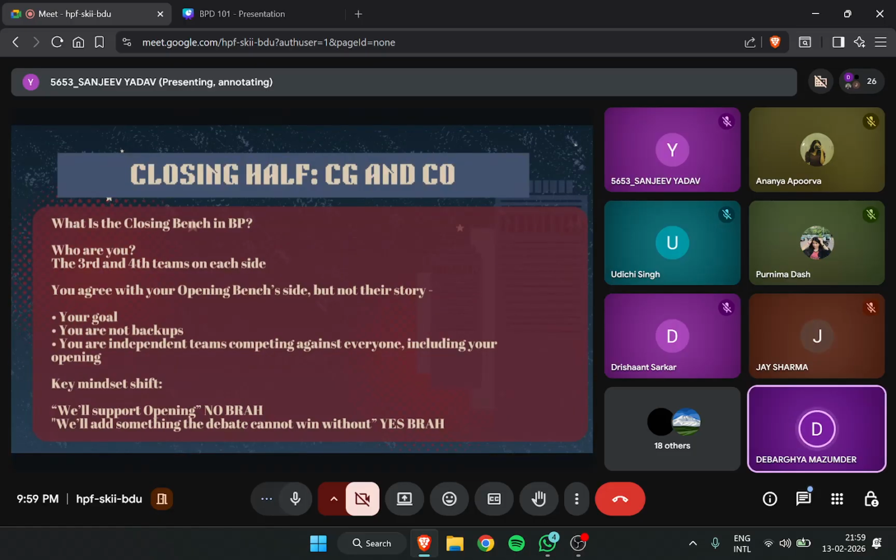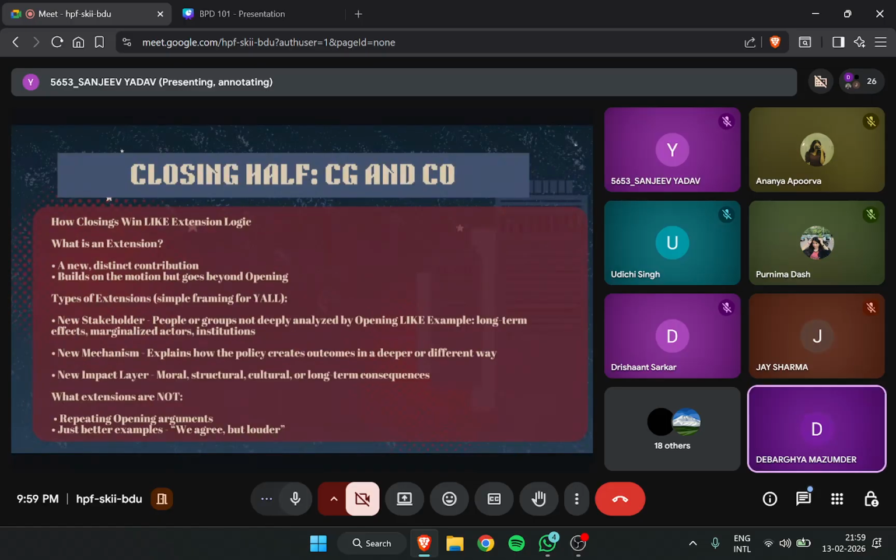That means what is the key mindset of closing bench? Simply, we will support opening, no. But what we do is add something to the debate that we will be winning on the metrics of. That means without what we are adding, we simply can't take the debate. We need to understand the entire purpose of closing benches.